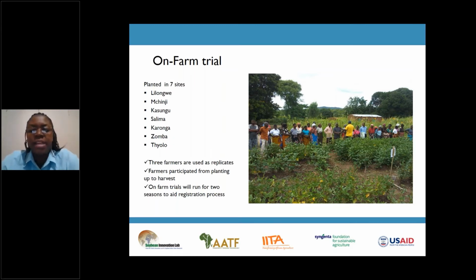Farmers participated from planting up to harvest. We made sure that all farmers, even the nearby farmers, were able to participate during planting as well as harvesting. I can say in all activities farmers were involved. These on-farm trials will run for 2 or 3 seasons, and this will aid us in the registration process. Next slide.